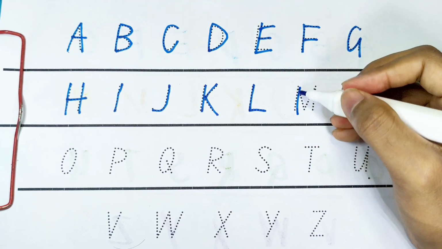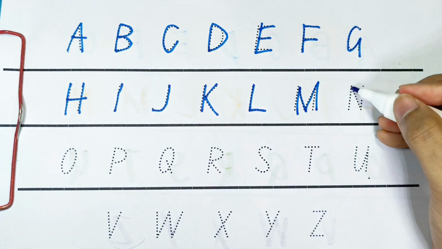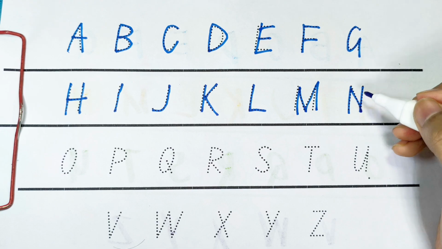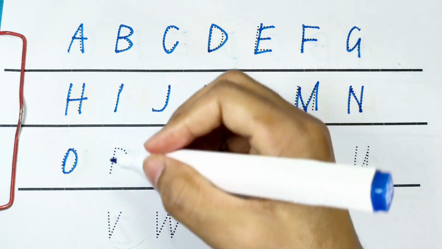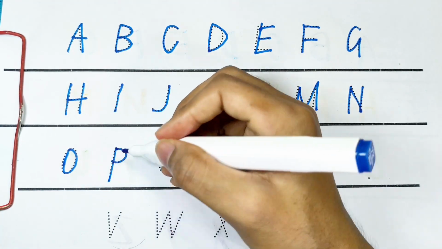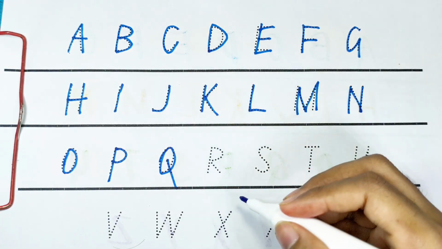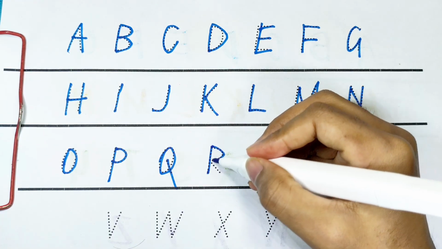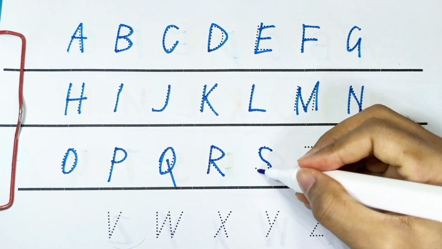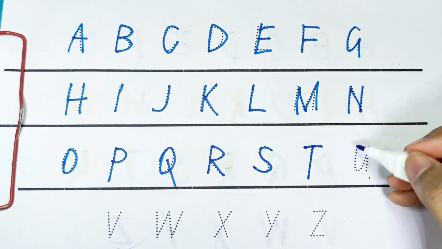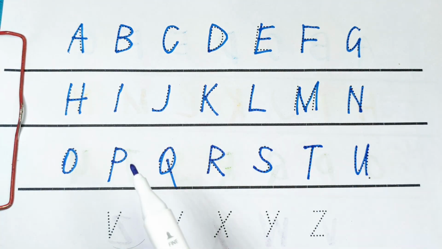L. M. N. The next one is O. Now we're writing the alphabet of P. Q. The next one is R. S. T. U. U for umbrella.